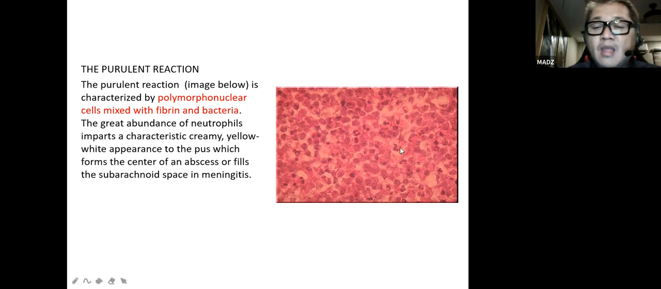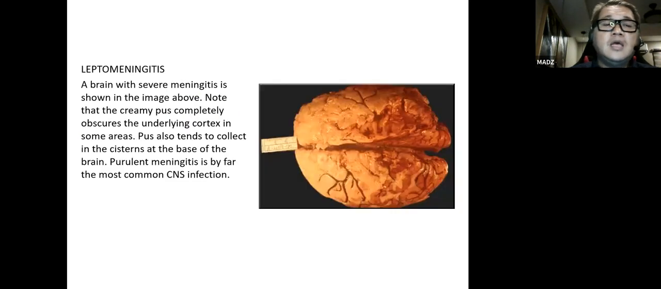So this is a picture of a brain, or I mean, this is a picture of how the purulent reaction looks after meningitis, okay? So you see, you can really see all inflammatory cells, polymorphonuclear cells, and likewise fibrin, and sometimes the causative agent or the bacteria. So this is a picture of a patient with severe meningitis, or a brain with severe meningitis, rather.